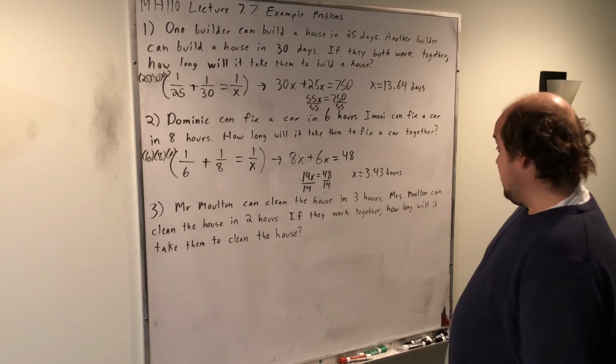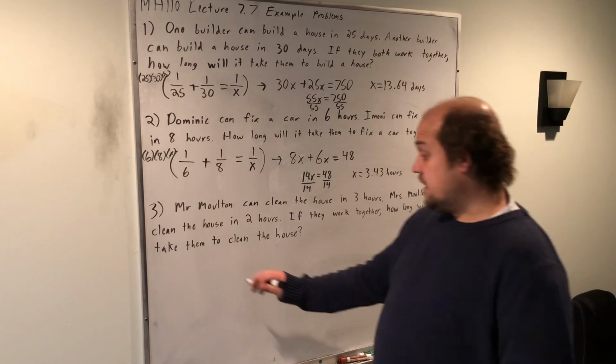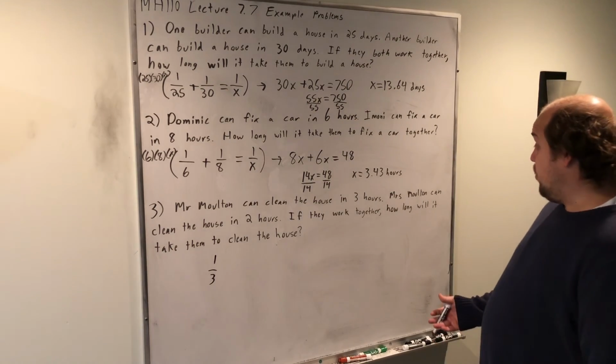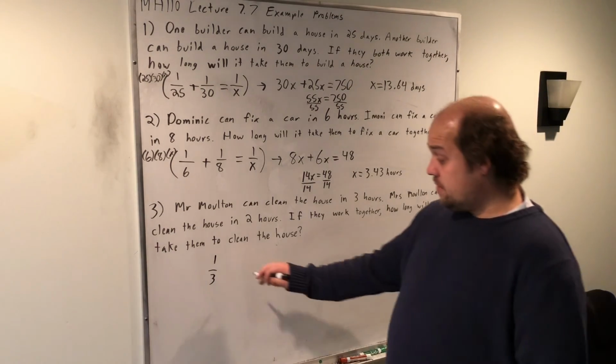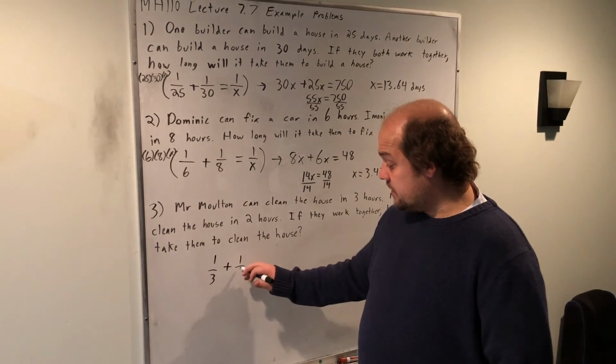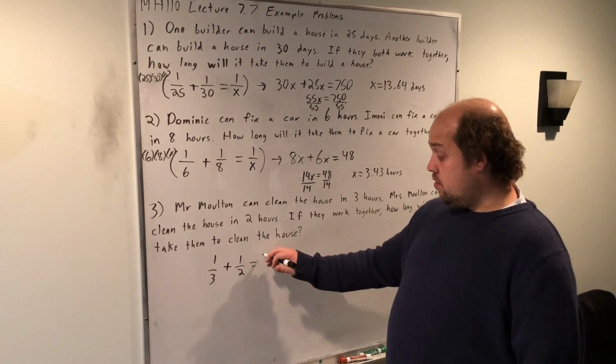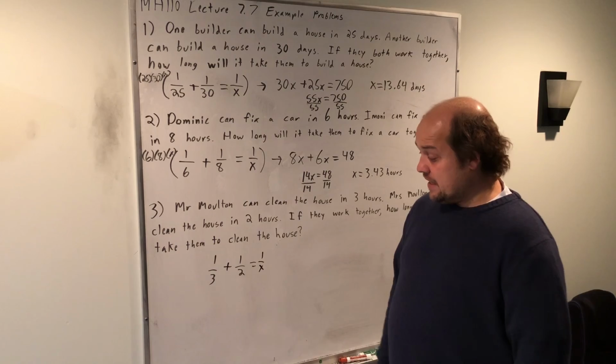Mr. Moulton can clean the house in 3 hours. That means he cleans 1/3 of the house in an hour. Mrs. Moulton can clean the house in 2 hours. That means she cleans 1/2 of the house in an hour. How long will it take them to clean the house if they're working together? Well, they finish 1/x in an hour.